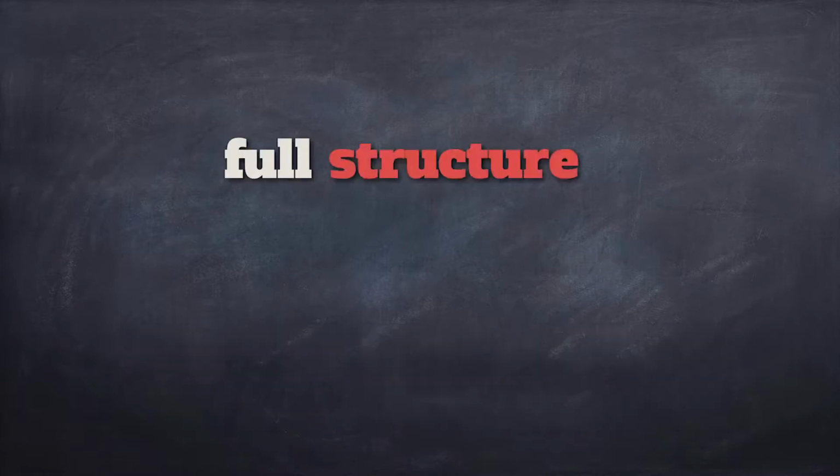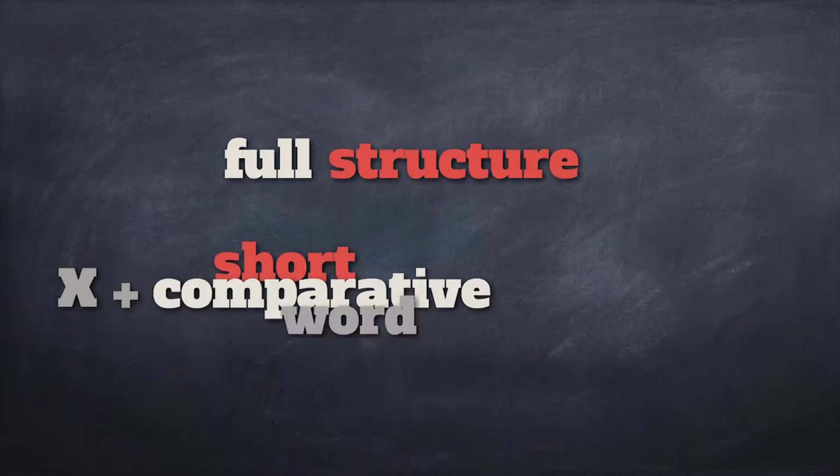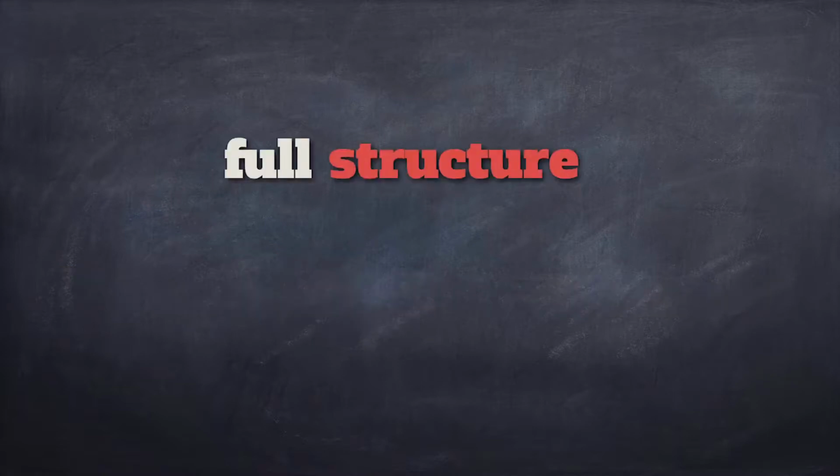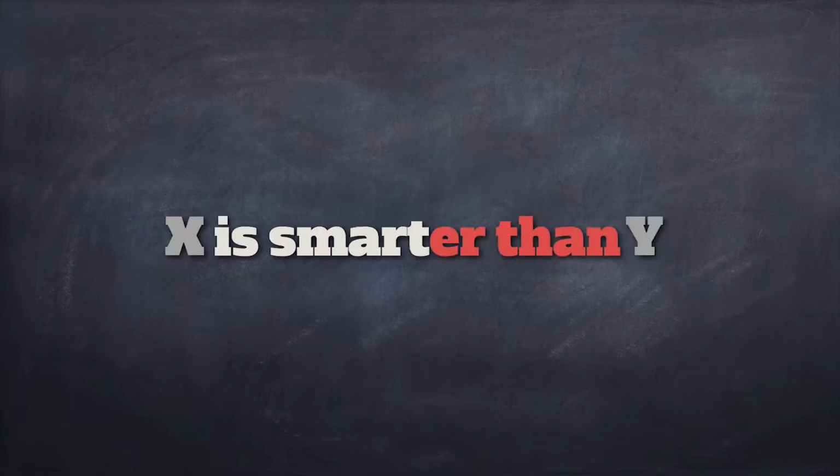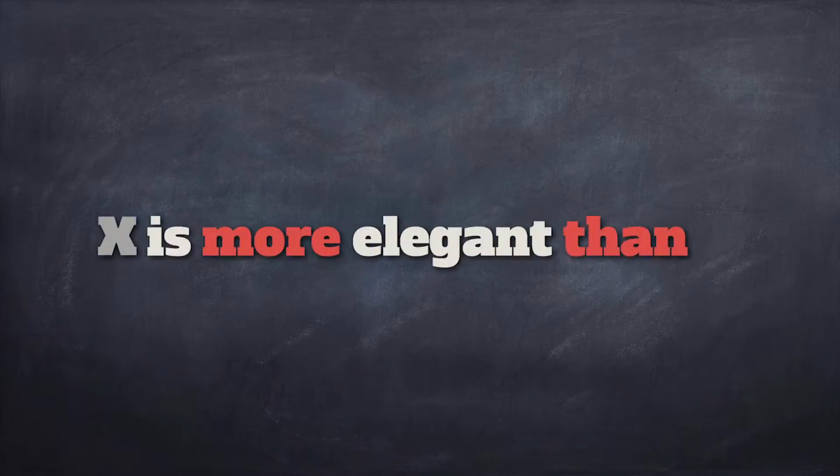The traditional complete structure of a comparative statement should have the following elements. Item X, a comparative short word, than, item Y, or item X, more, long word, than, item Y. X is smarter than Y. X is more elegant than Y.